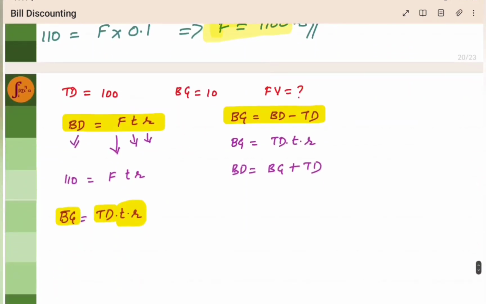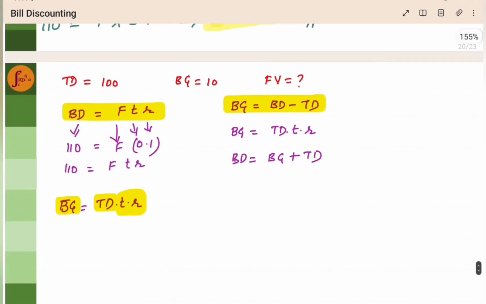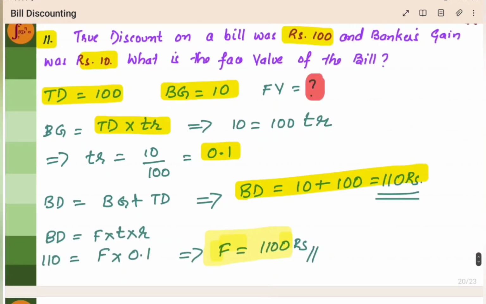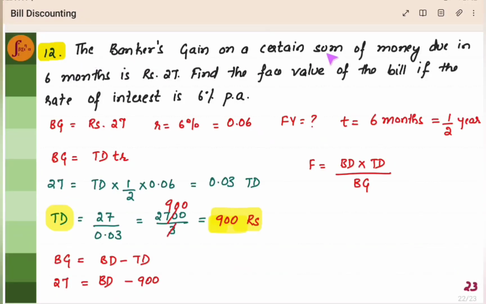Now use this TR here. Whatever TR you get, use it in this formula. F is there. We know banker's discount. We got 110, right? Now using this, we can find face value. So face value is going to be 1100 rupees. This is a little tricky because three formulas have to be used. So ensure that you remember all the formulas, all the variations of the formula, if you have to solve this problem. Last problem, the banker's gain on a certain sum of money.